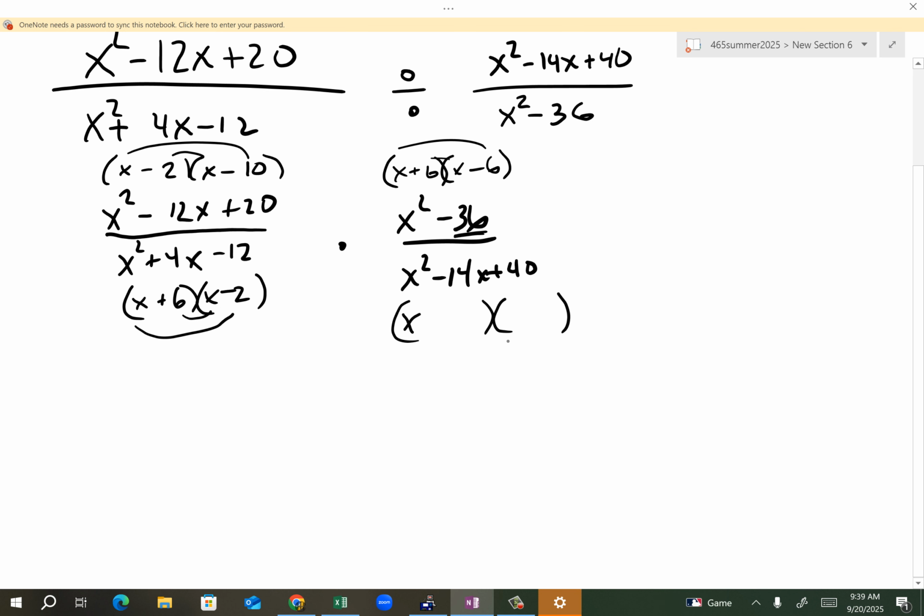x and x, factors of 40: 4 and 10, 8 and 5, 10 and 20, 2 and 20, etc. But check it out, they need to be both negative. They have to add up to 14. So 10 and 4 work. Negative 4, negative 10, negative 14. I got you. And we are left with x minus 6 over x minus 4.